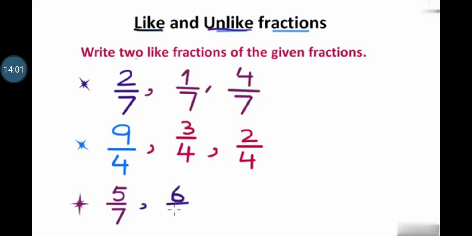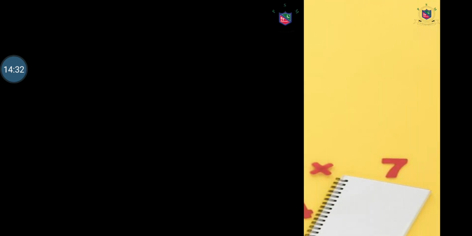And for the last one, 6 upon 7, and you can write any fraction, but you just have to keep in mind that the denominator must be the same because we are making like fractions. So here you can see that we have 11 by 7. So these are the like fractions.